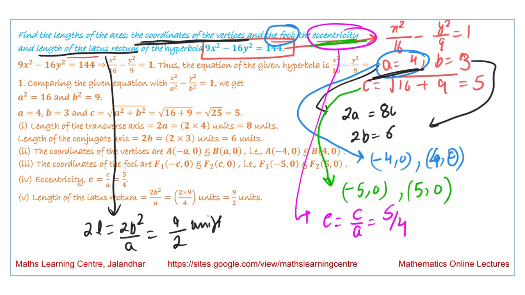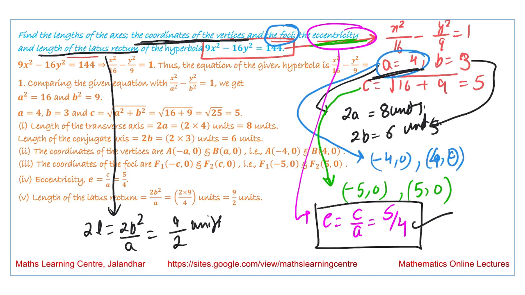So when we are writing the lengths, we are writing units over here. When we are talking about the eccentricity, it is a dimensionless quantity, it is just a ratio.